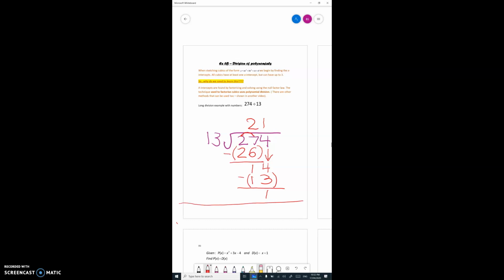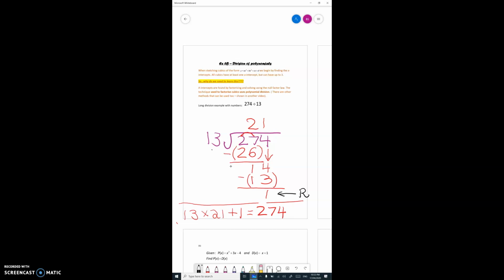So what does this tell us? It tells us that 13 times by 21, plus 1, equals what's under here, 274. So the 1 is our remainder.